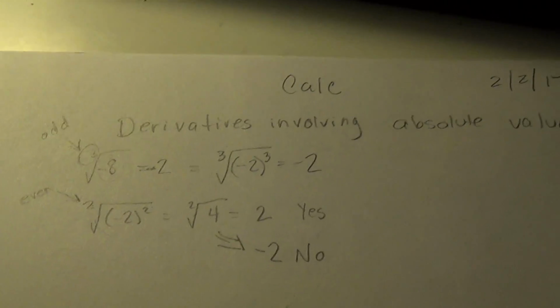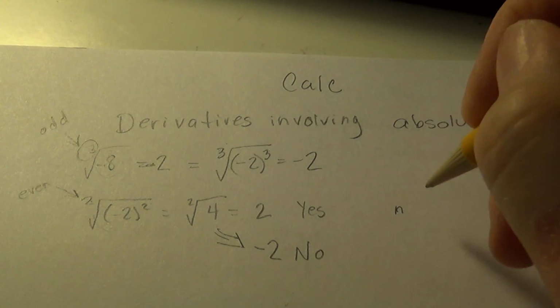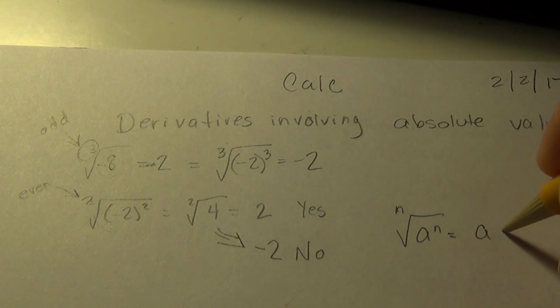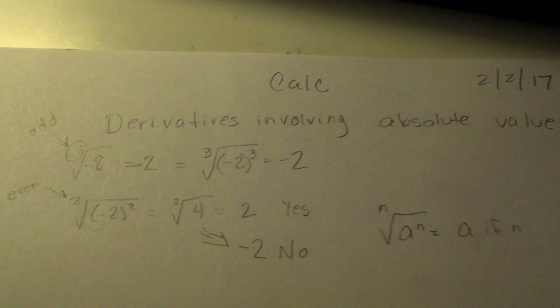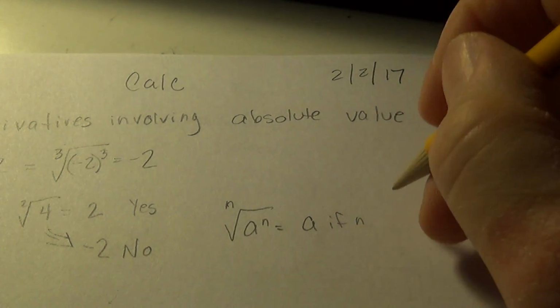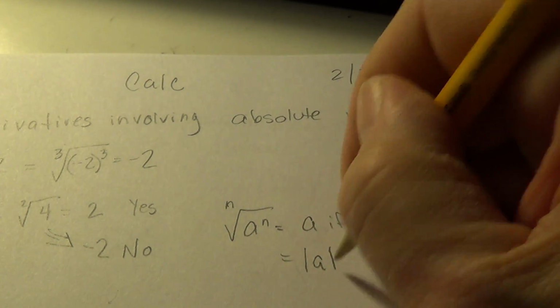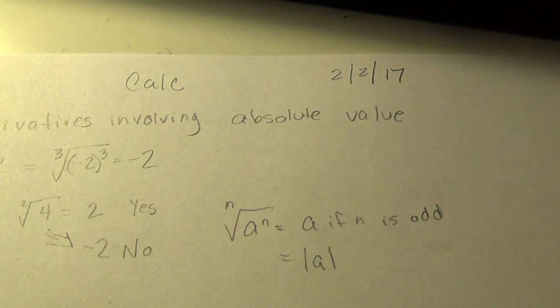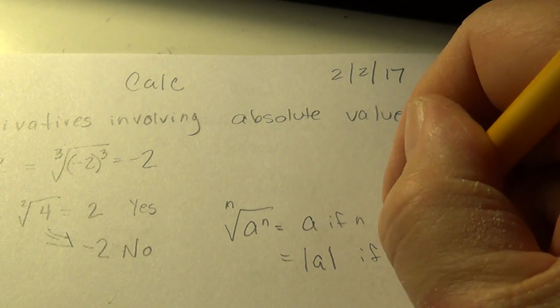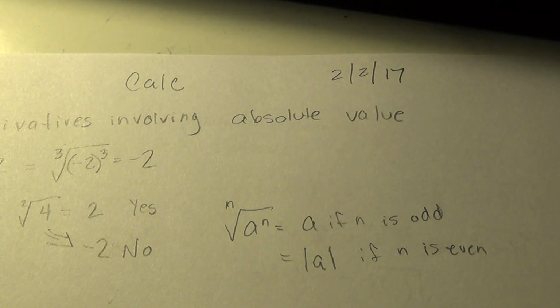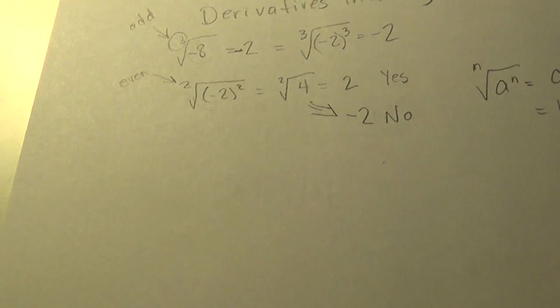So by definition, the nth root of a to the n will equal a if n is odd. No problemo when n is odd. But it's going to have to equal the absolute value of a if n is even. We're going to drop that negative case. So that's the way it has come down the corridors of math history to us. So let's use it. Let's use it or lose it.